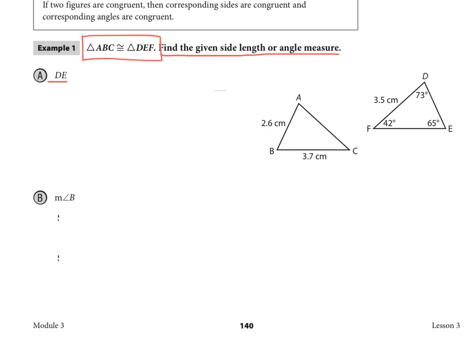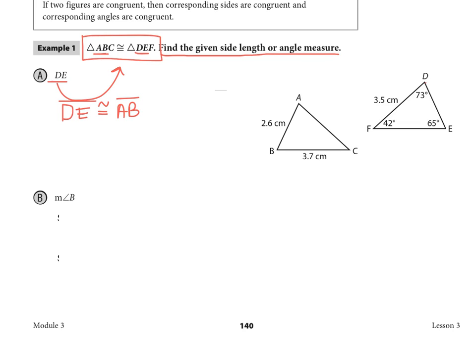So for instance, the first thing, this is asking me to find the given side length or angle measure. So they give me DE, so I'm going to go up here and look at my statement, and I see that DE matches with AB. So I'm going to say DE, the segment, is congruent to the segment AB. All right, now I'm going to go look at my picture and mark those.